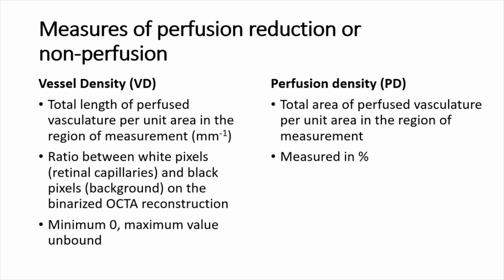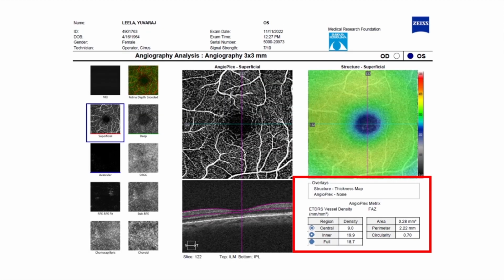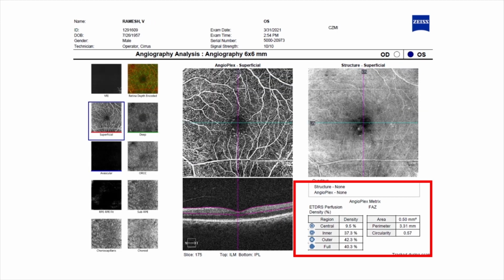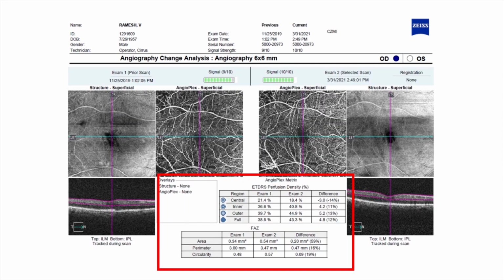OCT reconstruction value. The minimum value is 0. The maximum can be any number. It is an unbound value. Whereas the perfusion density is the total area of the perfused vasculature per unit area in the region of the measurement. This is measured in percentage. This is also available here on the machines which we have. This is given in numbers in the areas which are mapped, similar to the perfusion density.